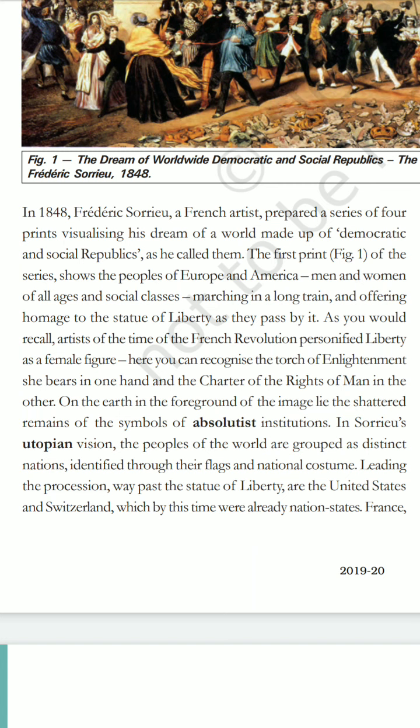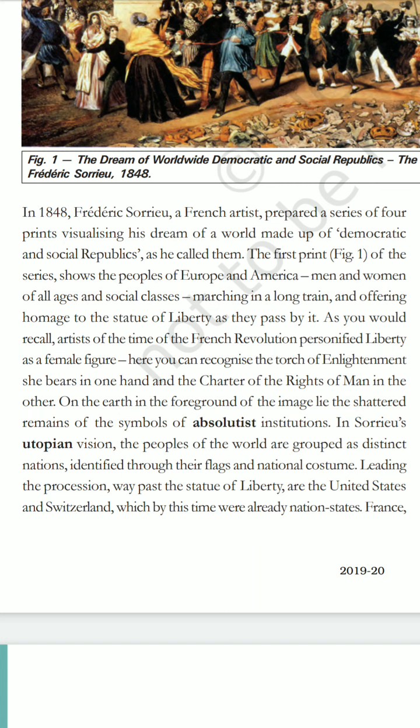As they pass by it, as you would recall, artists of the time of the French Revolution personified liberty as a female figure. Here you can recognize the torch of enlightenment in one hand, and the Charter of Rights of Man in the other. On the earth, in the foreground of the image, lie the shattered remains of the symbols of absolute institutions.